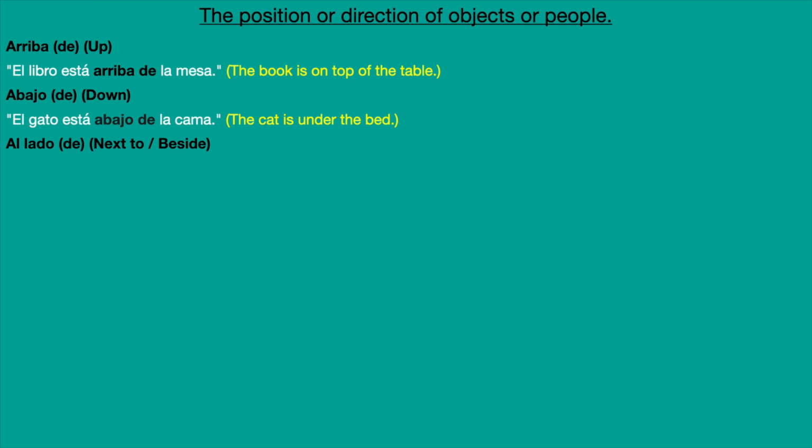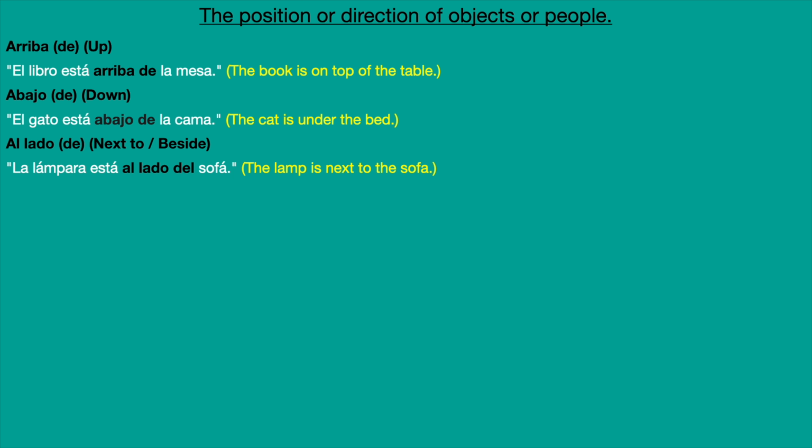So then we have al lado de, next to or beside. So you say al lado. Al lado means that is beside you, but when we are using de, al lado de, in that case it would be la lámpara está al lado del sofá. The lamp is next to the sofa, right? So beside is when you say al lado. Oh, you are beside me.